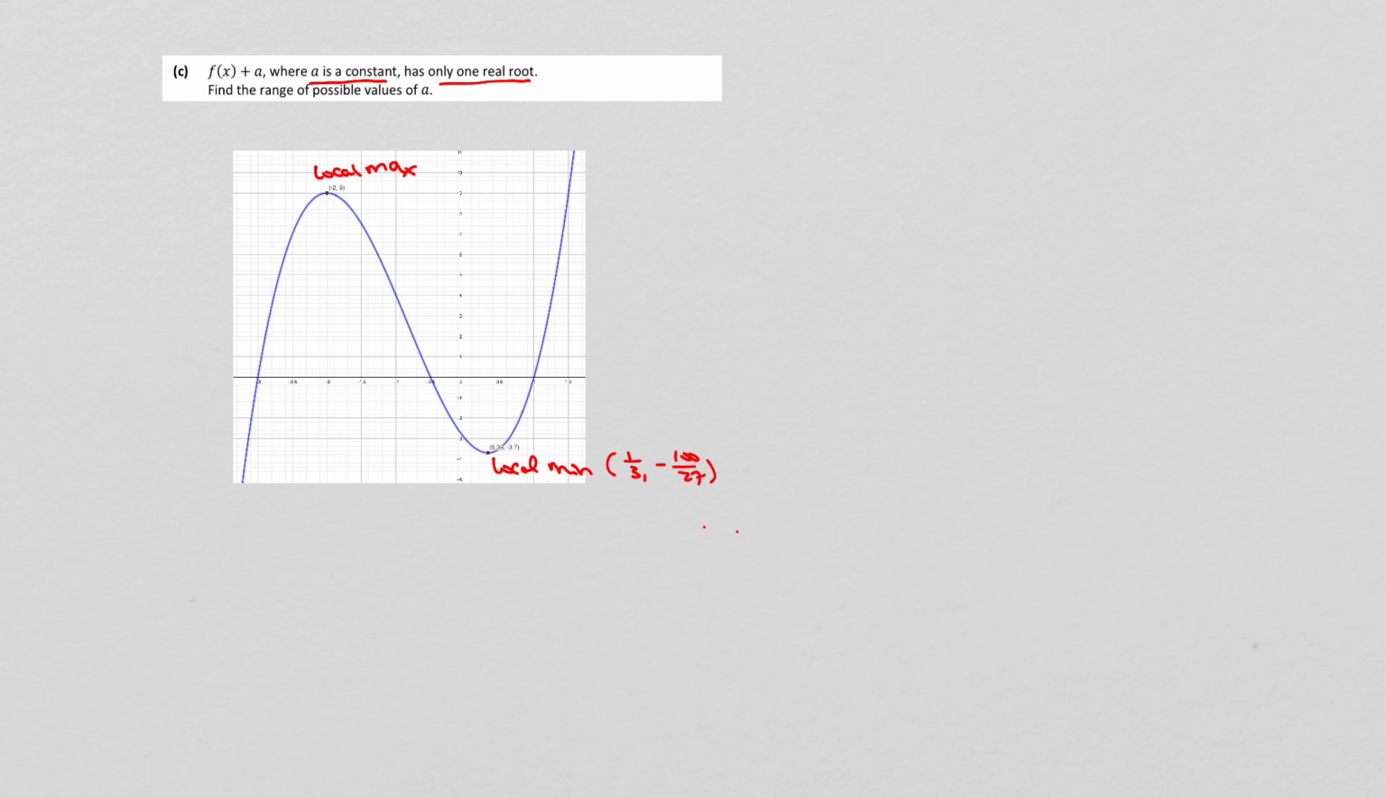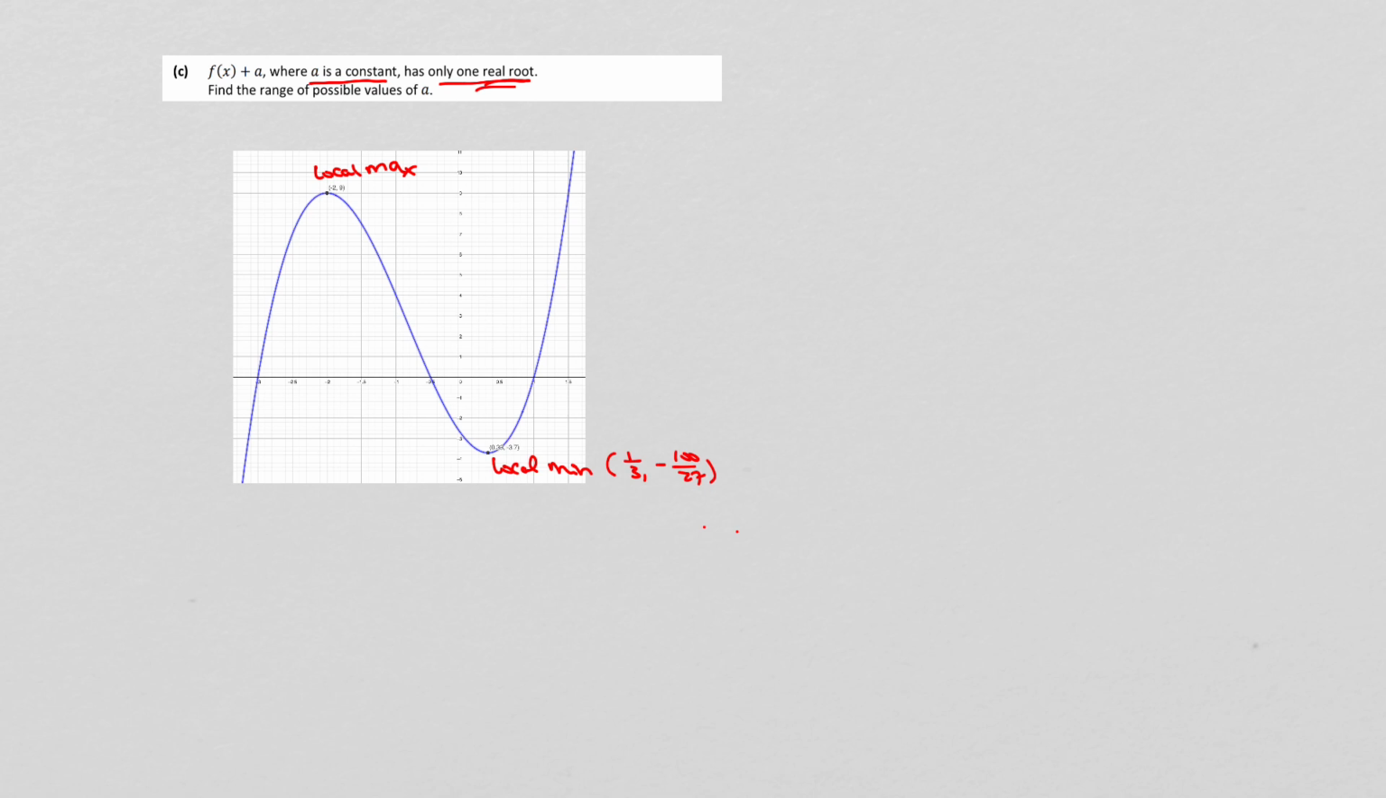So if we want to find where there's only one real root, basically that means that the graph will only touch the x-axis once. So there's two things that can happen. The graph can shift up the y-axis, or it can shift down the y-axis, so that the graph will only touch the x-axis once. So basically that means that the max will touch the x-axis once, or the min will touch the x-axis once. Therefore that means it's shifting up or down the y-axis.